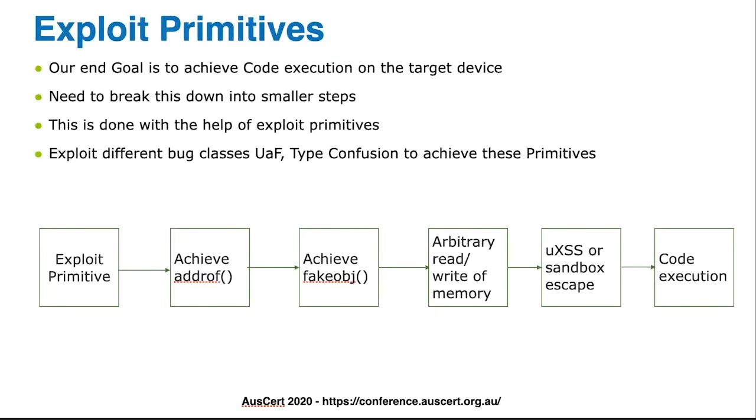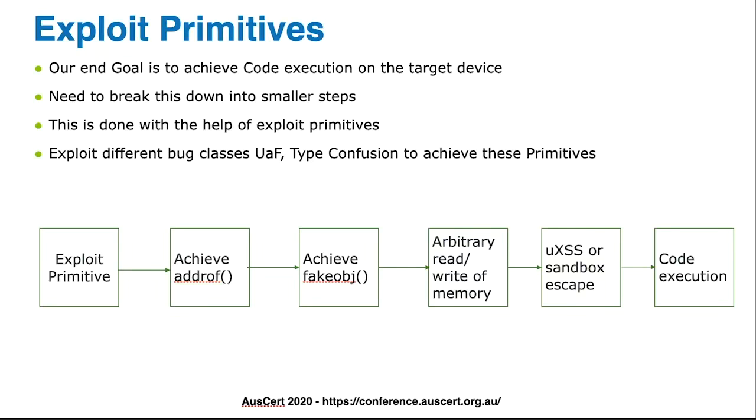Okay, so what is an exploit primitive? In computer science, a primitive is a fundamental data type that cannot be broken down into simpler data types, right? So the idea here is a primitive is something that lets you achieve one particular task and nothing less and nothing more. So in this case, you need to break down the exploitation strategies into different steps, which we call exploit primitives, right? So the first exploit primitive is that you need to achieve something called an addrof primitive. Then you need to achieve the fakeobj primitive.